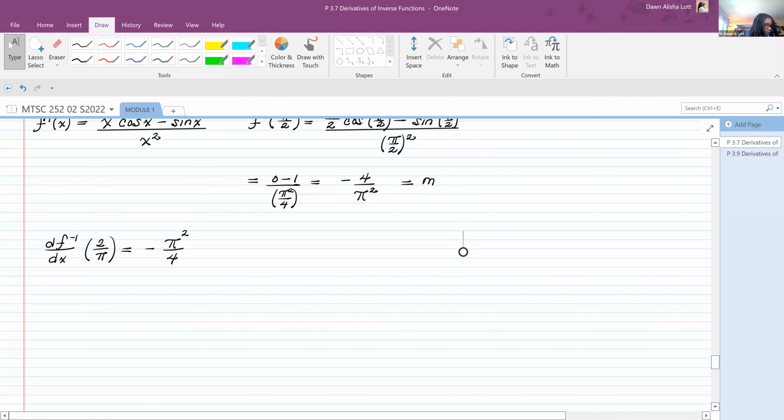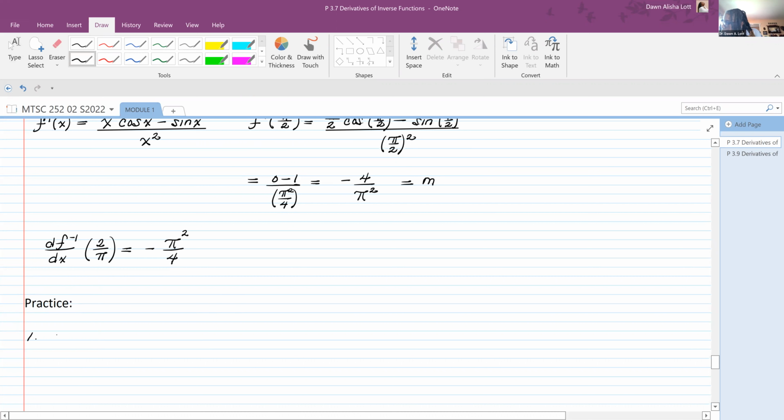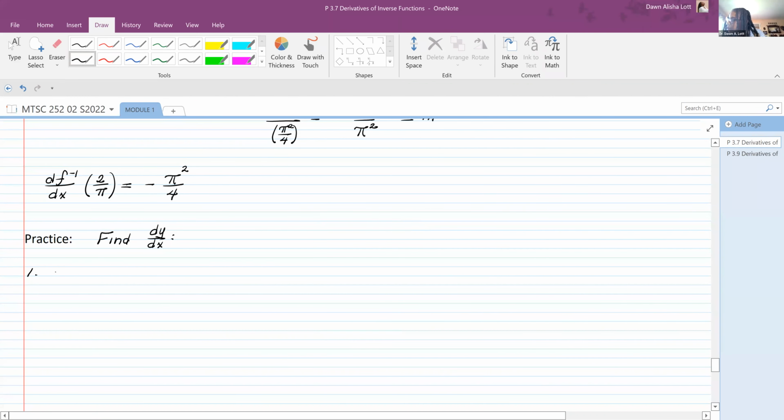All righty, let's do some practice. Number 1, we want to find dy/dx, and y is equal to the tangent inverse of 3 minus 6x cubed.